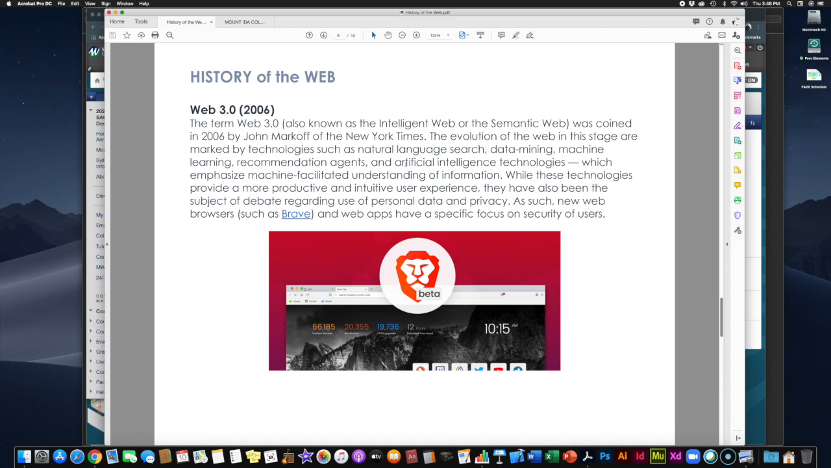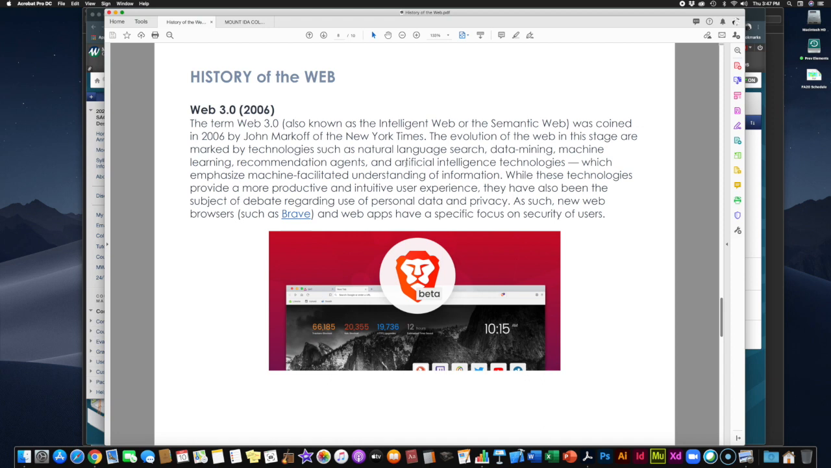And if it wasn't for this movement, we wouldn't have what we have today in terms of digital assistants, search engines that are naturally built, and so on. So while these technologies provide a more productive and intuitive user experience, they have also been the subject of debate because it requires the owners of these web pages and the companies that own them to really access our personal information and our data and maybe put into question your privacy as you use things on the web.